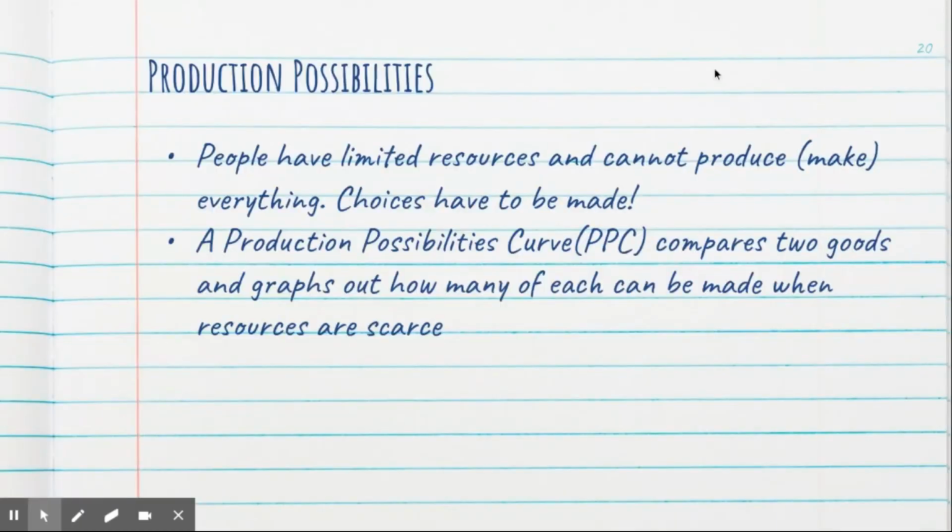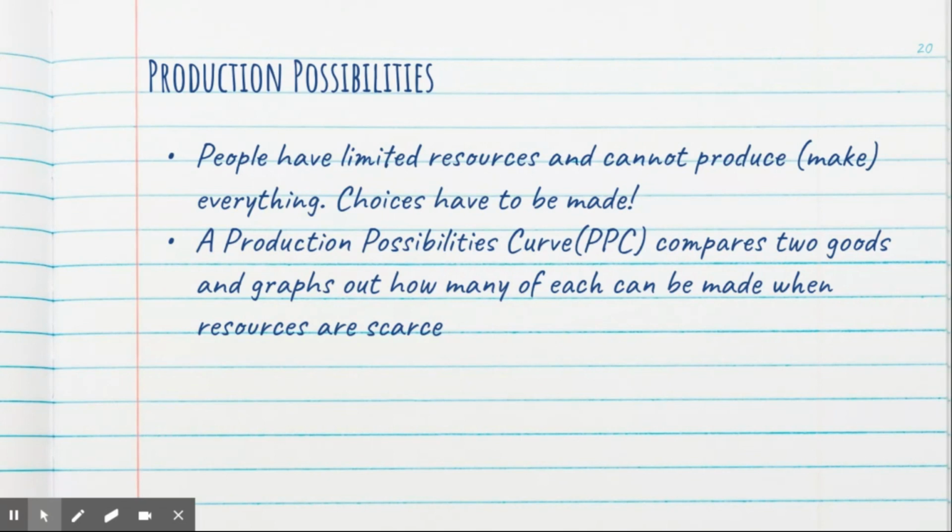What is production possibilities? Exactly what it sounds like. What is possible to produce? Essentially, we have a finite number of resources. We can't produce, which is another way of saying make, everything, and we have to choose. Factories have to choose. Businesses, firms have to choose. The government has to choose. Just like you choose what to do with your time, people that are trying to make money, turn a profit, have to choose how to produce things.